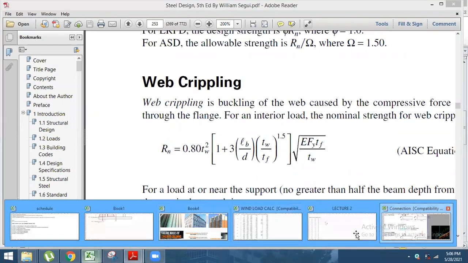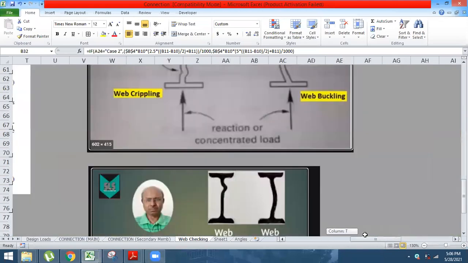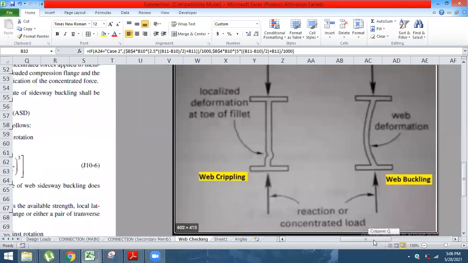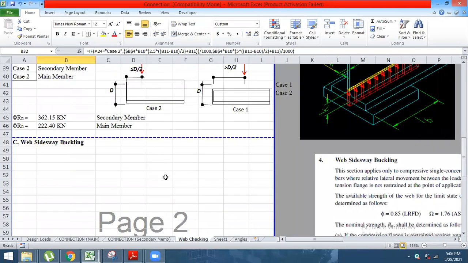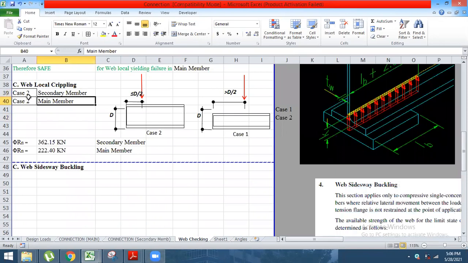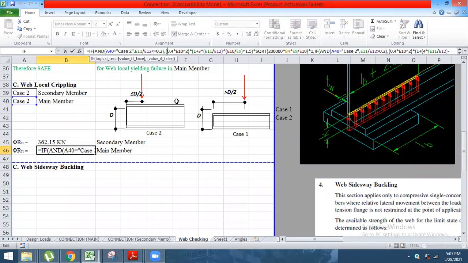Web crippling is ito siya. Nangyayari web crippling pag ganito. Okay? Maaaring bumaluktot yung beam natin ng paganyan. Magkikripple yung web natin. Okay. So, we need to check the web crippling in two formula. Okay. So, ayan siya. So, actual na spreadsheet is formula siya. Okay. Tapos, ito din siya.